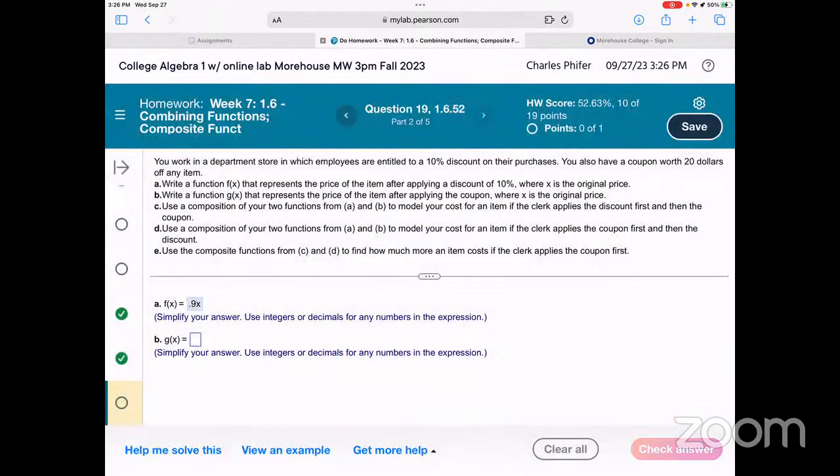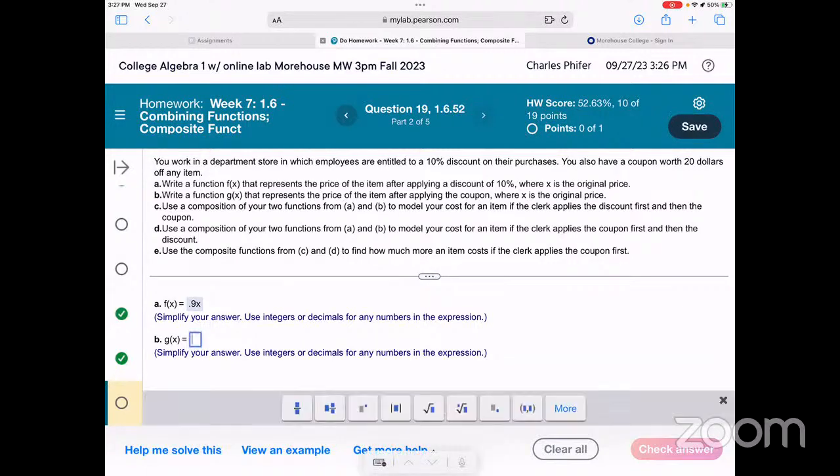Write a function that represents the price of the item after applying the coupon where x is the original price. We said $20 off, so the original price minus $20. We're going to say x minus 20.